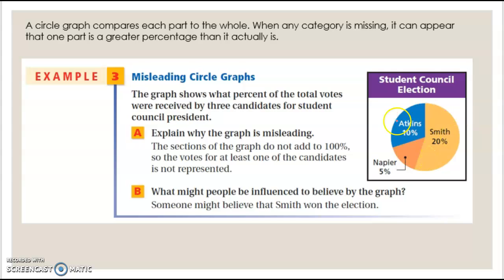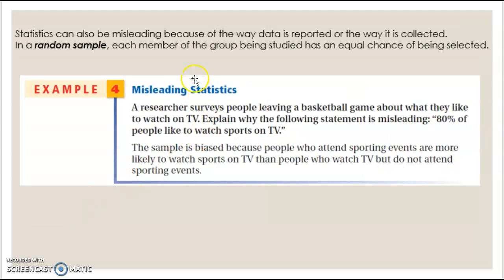This one does something I told you about on the circle. It doesn't add up to 100. You've got 5%, 10%, and 20%. It doesn't add up to 100, and therefore it's not going to be a valid graph. Right here, statistics can also be misleading because of the way data is reported or graphed.